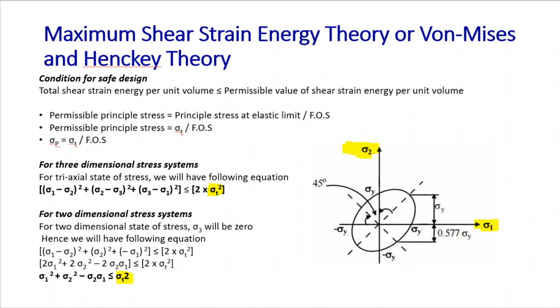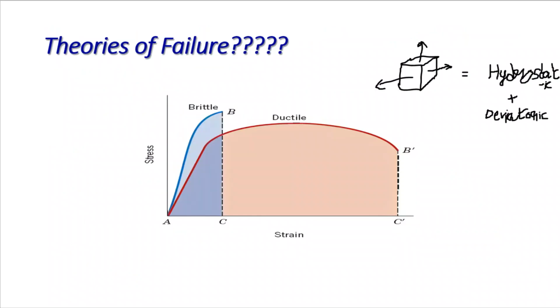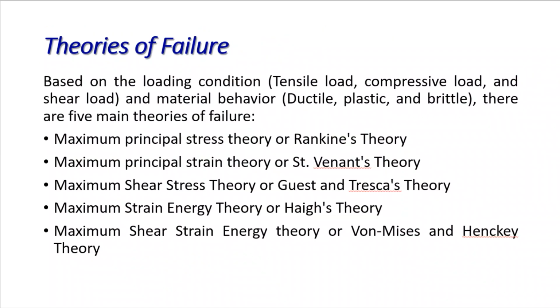So the conclusion from this lecture is, when you are dealing with brittle materials, the maximum principal stress theory or Rankine theory suits best. And when you are dealing with ductile materials, the maximum shear stress theory or Tresca theory will suit the most. Thank you.